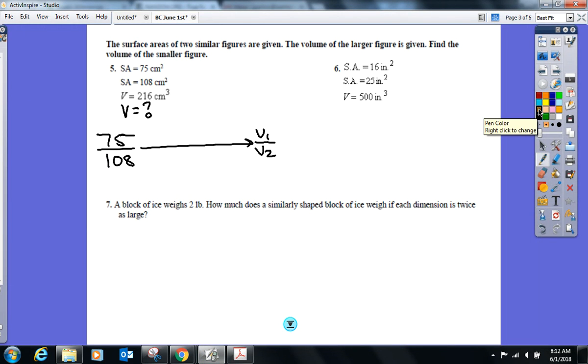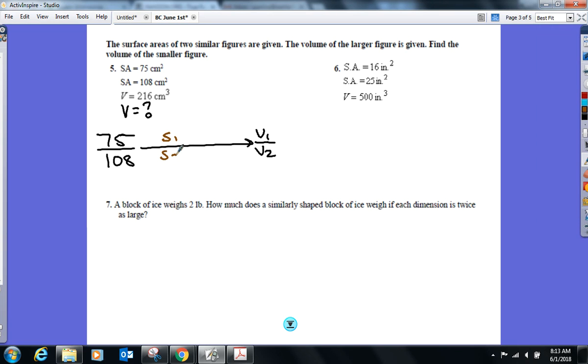What's the 75 over 108? Surface area. What can you get me if you know the surface area? You can't get me the volume, but you could get me what in between here? The what? Yes, you can, the similarity ratio. How? Okay. So let's take the square root of 75 over the square root of 108, put it in a fraction template, leave it as a fraction, please.